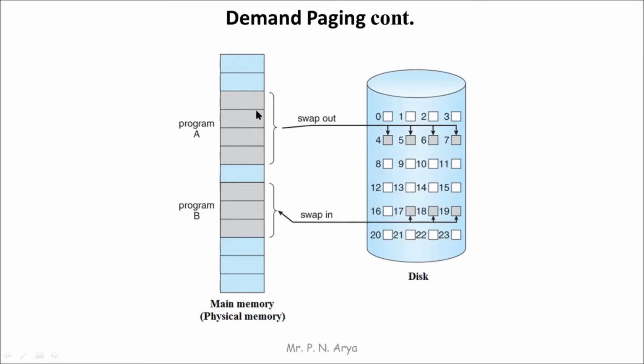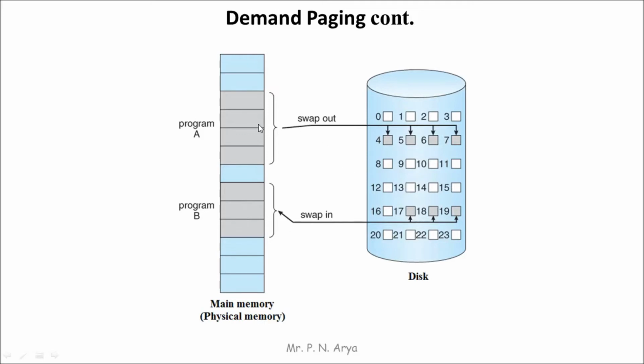And the swapper is also called the lazy swapper. Lazy swapper means the swapper only loads the particular page from disk to the main memory, not all pages. So that is also called lazy. And here program B needs some pages like 17, 18, 19. So these pages will be loaded into the main memory for program B. So this is the swap in.